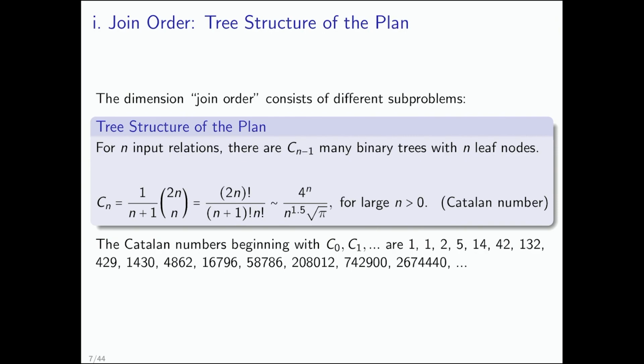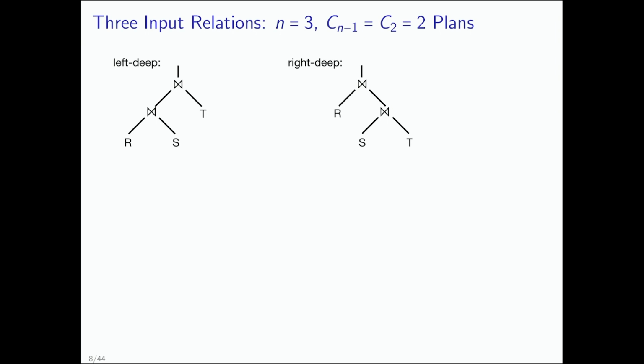Basically, if you just want to know the structure of a plan, the possible binary structures, that's given by this number. I'm going to use an example here, maybe it's more intuitive. If you have two input relations, that's C(2-1), which is C1, and that's one plan. So there's just a single plan. For three input relations, it's C2, and then you have two plans already. Starting with three relations, you already have two options.